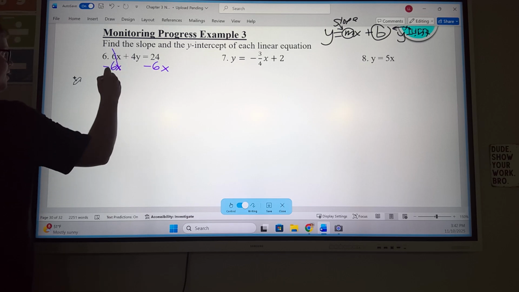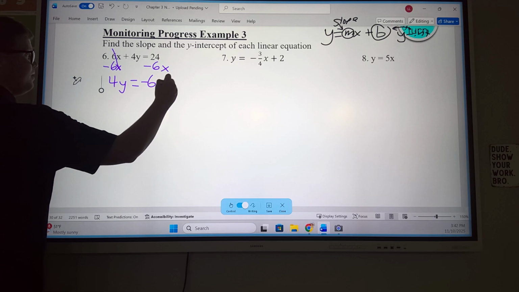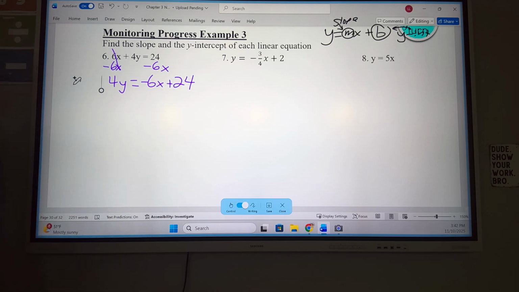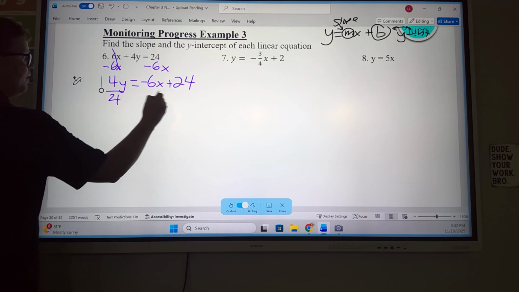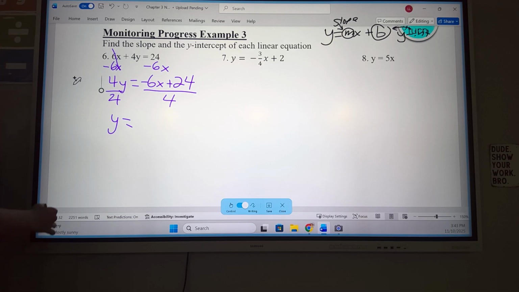Get rid of it. We are left with 4y equals -6x plus 24. Okay, then we need to divide by 4, which gives us y equals, now we're looking at -6 over 4. You can either put it in decimal form, or you can put it as an improper fraction. You could get negative 1.5.